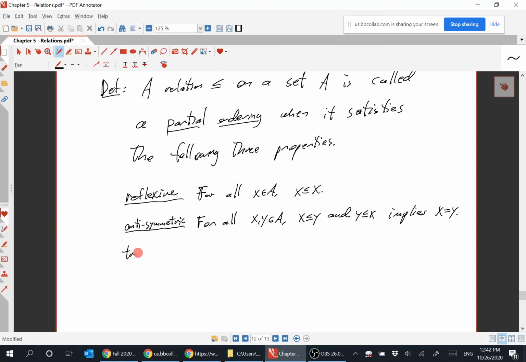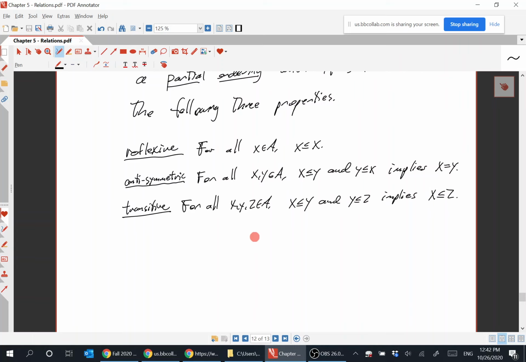And then transitive. It's the same as equivalence relations in a way. You just take away symmetry. Transitive: for all x, y, and z in A, x less than or equal to y and y less than or equal to z implies x less than or equal to z.